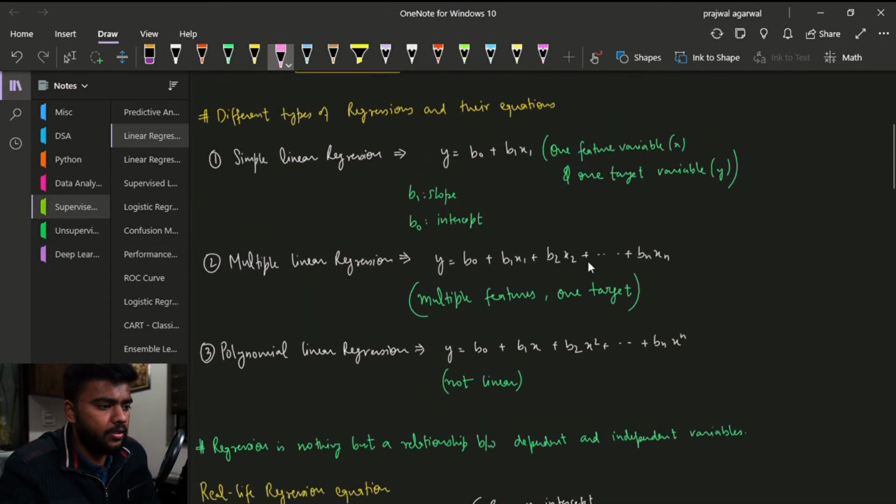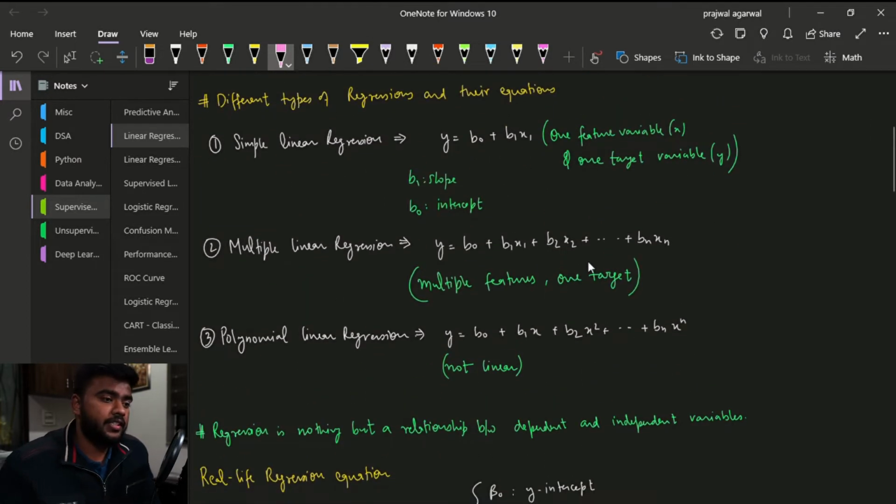Now, what are the different types of regressions and what are their equations? In general, on a surface level, we have three types of regression. First, we have simple linear regression, then we have multiple linear regression, then we have polynomial linear regression. All right. So when we are talking about simple linear regression, we are talking about just one feature, as I've written here, just one feature and one target variable. So there is one x and one y.